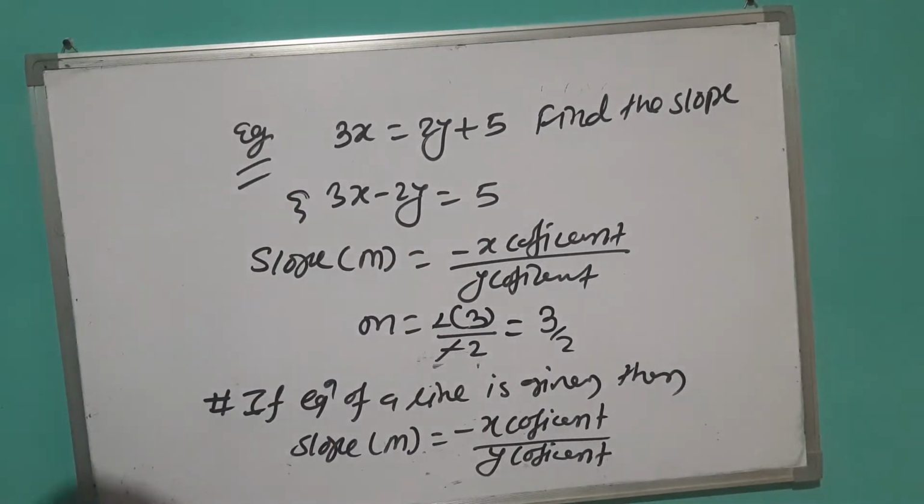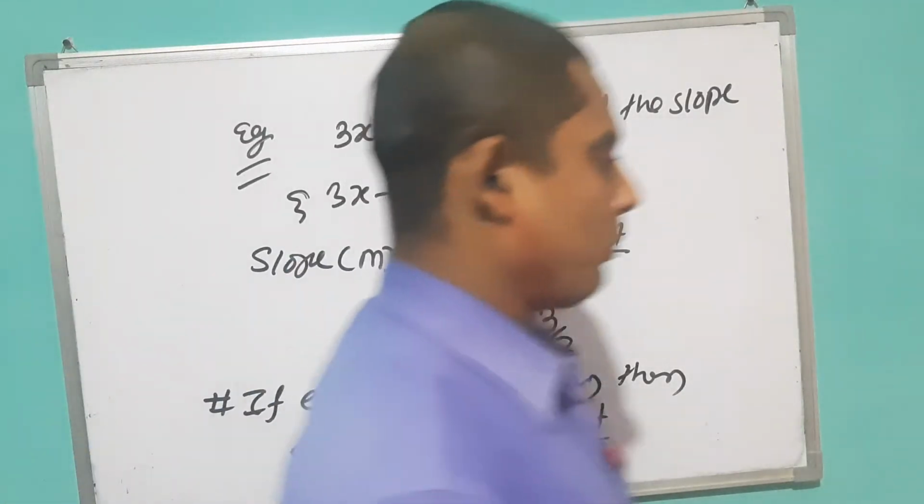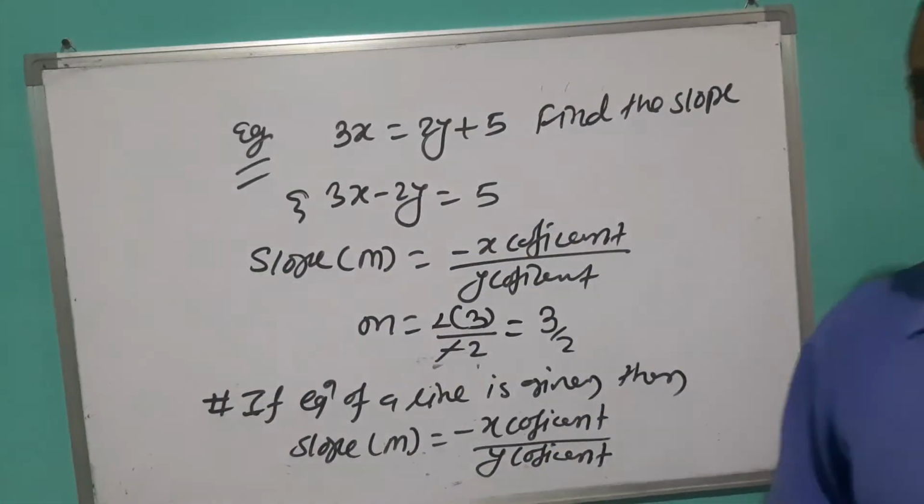In these two ways we can find the slope of any straight line. Okay, and what do you mean by slope?